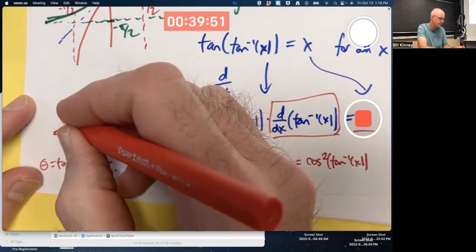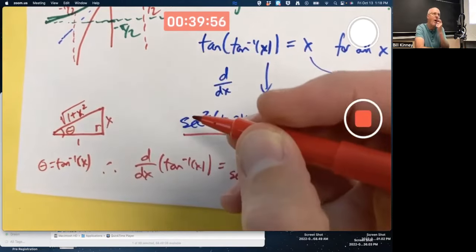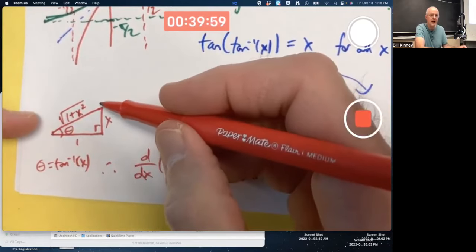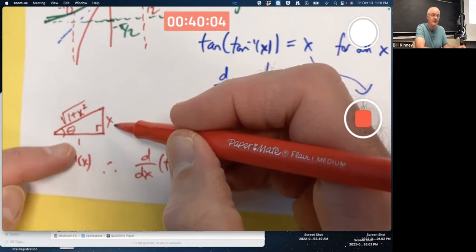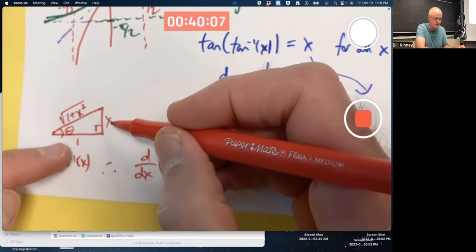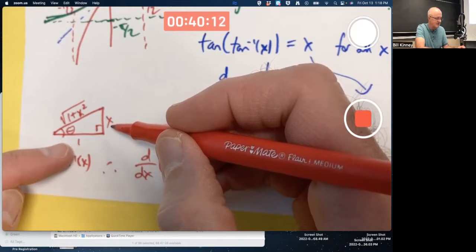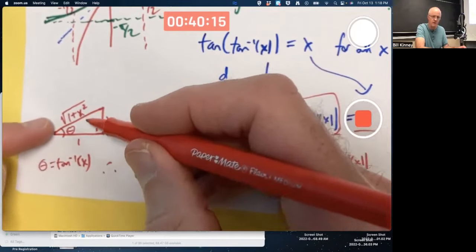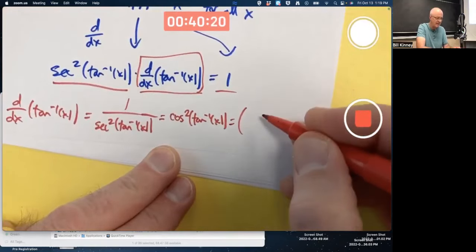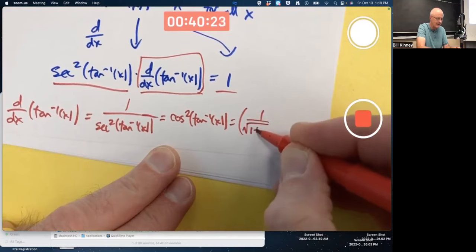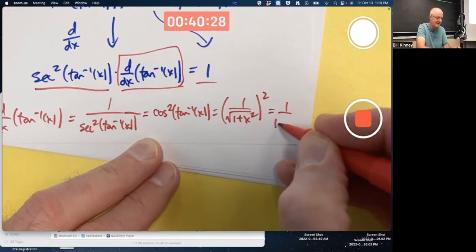If you do so, you'll get square root of 1 plus x squared. Think about that. The Pythagorean theorem says the hypotenuse squared equals this squared plus that squared. So the hypotenuse itself has got to be the square root of the sum of the squares of these two things. Cosine of this angle is adjacent over hypotenuse, 1 over square root of 1 plus x squared. I'm taking the cosine of this angle and I'm squaring it. So I get this, which simplifies to this, and that's not a trig function.